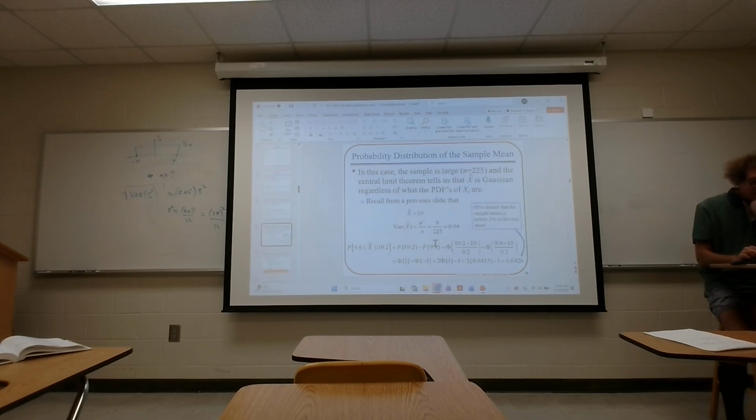So here's what ends up happening here. I want you to listen on this one. In the case the sample is large, the central limit theorem tells us that we can assume x is going to be Gaussian. Recall that in previous slides, if the mean is 10 and the variance there, basically you're going to get the variance of the sample mean is 0.04. If that's 0.04, that's the variance, so the standard deviation would be 0.2. With me?